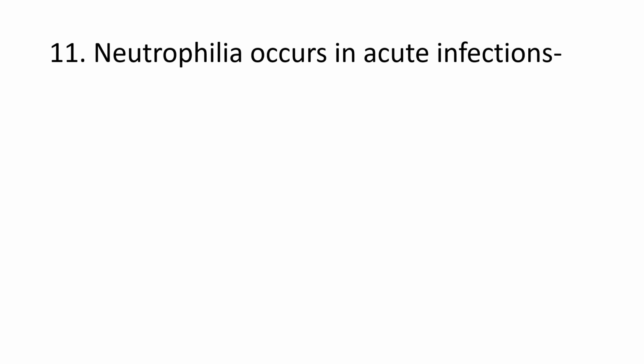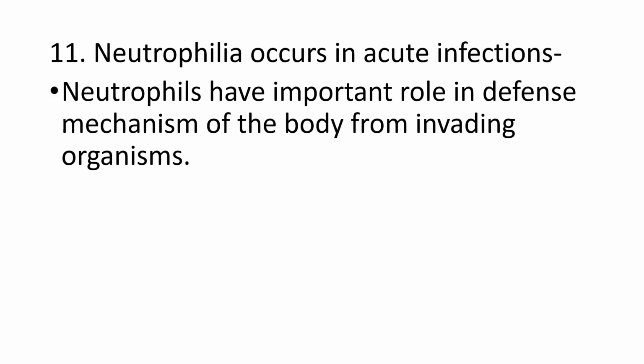First one is, neutrophilia occurs in acute infections. What is neutrophilia? The increase in the count of neutrophils we call neutrophilia. Why does it have to increase in acute infection? Because neutrophils have a major role in phagocytosis. Whatever microorganism enters our body through various entry methods has to be destroyed by the neutrophils. So the neutrophil count will be increased when we have acute infections.